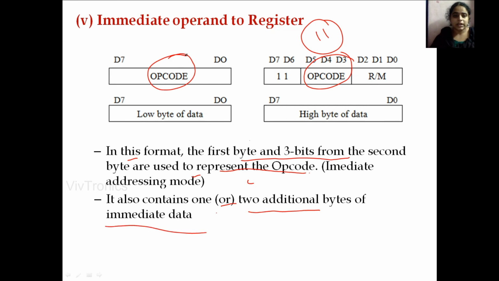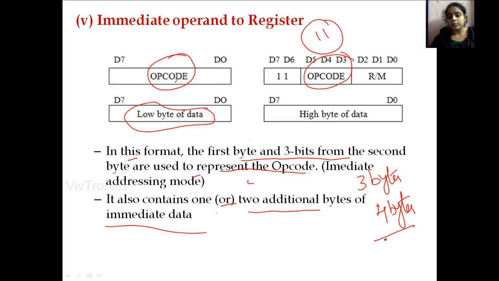To store the data, we are having lower byte of data. Whether it is 8-bit data, then the length of this instruction format will be 3 bytes, and whether it is 16-bit data, then the length of this format will be 4 bytes. Okay.